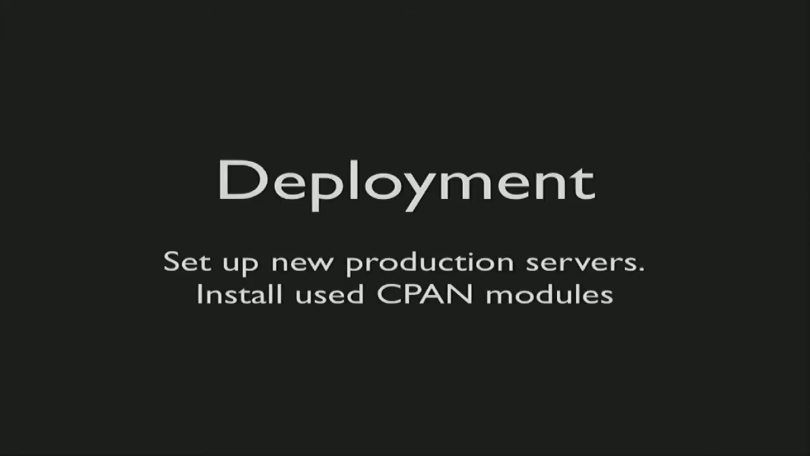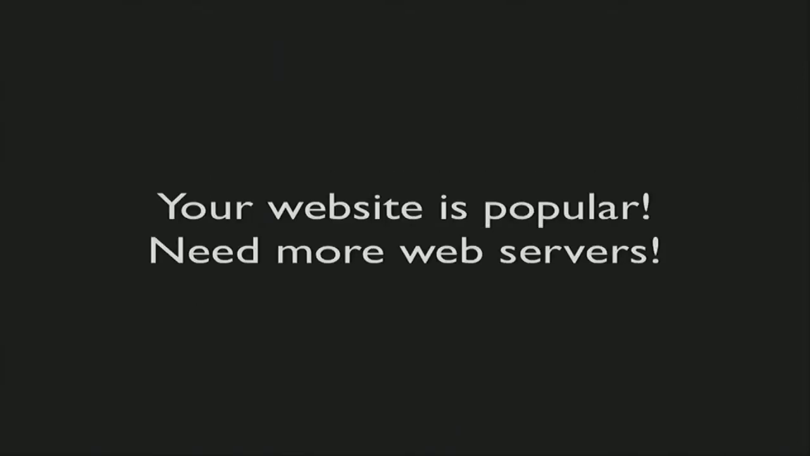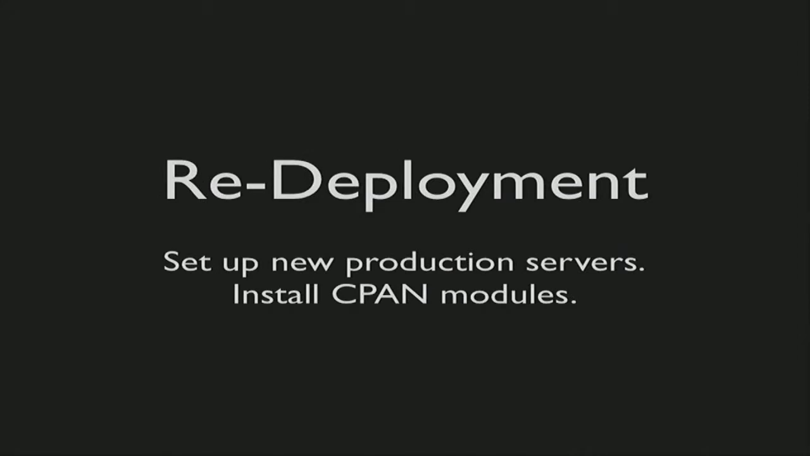Get the production server or some EC2 or something, and then install these dependency modules on the production machine, maybe with a root account or something. That's a really simple deployment strategy, and that works fine. But a few weeks later, your website gets really popular. So you might need more web servers. Get a new machine and install the modules from CPAN.